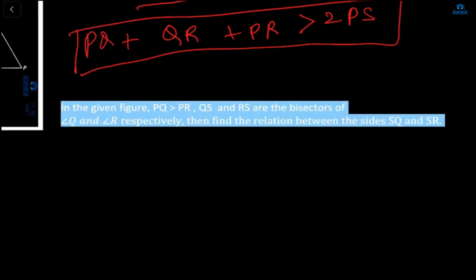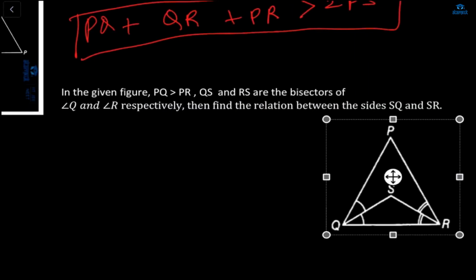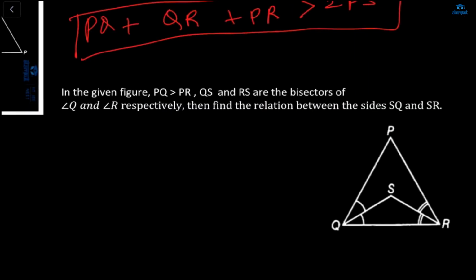Now what is said here? In the given figure, the figure is also given to you. PQ is greater than PR. PQ is this one, which is greater, and this one is smaller in comparison. Nothing is said about the third side. QS and RS are the bisectors of angle Q and R respectively. Then find the relation between the sides SQ and SR.